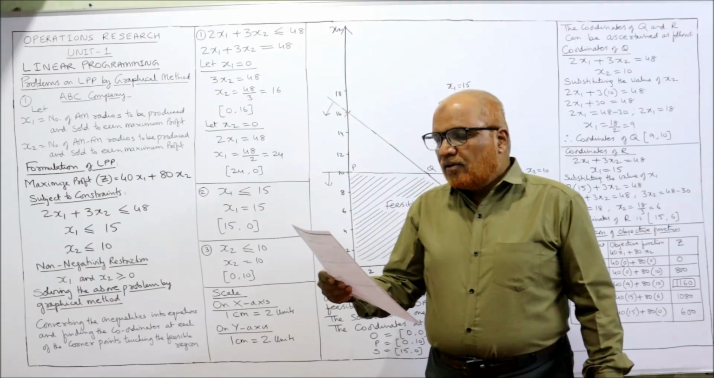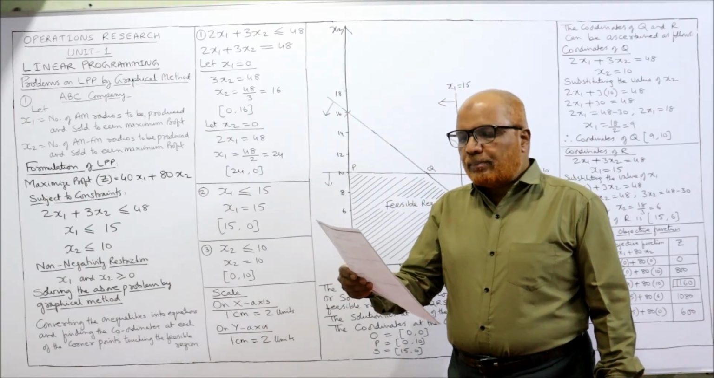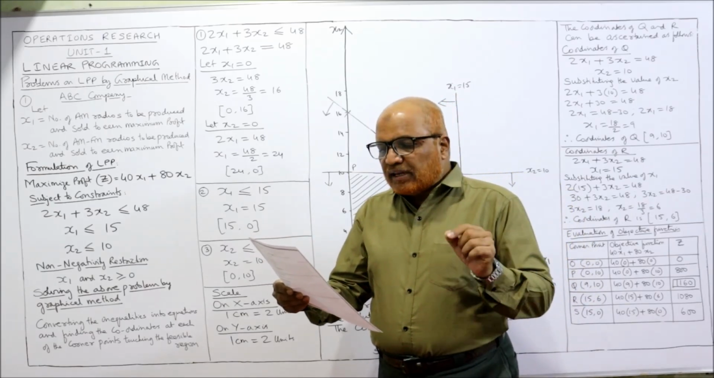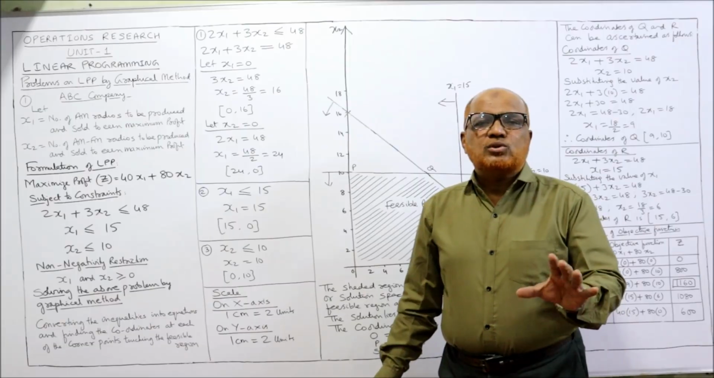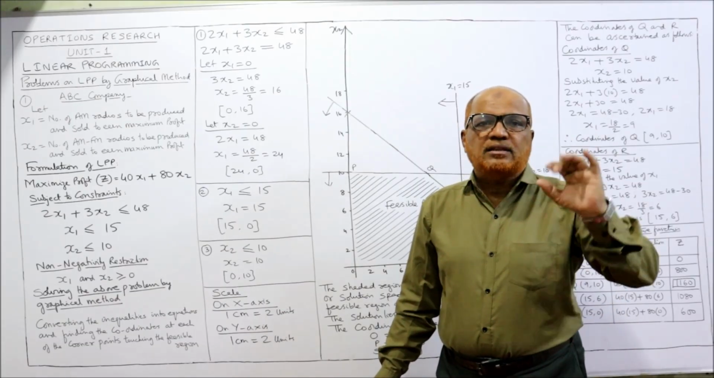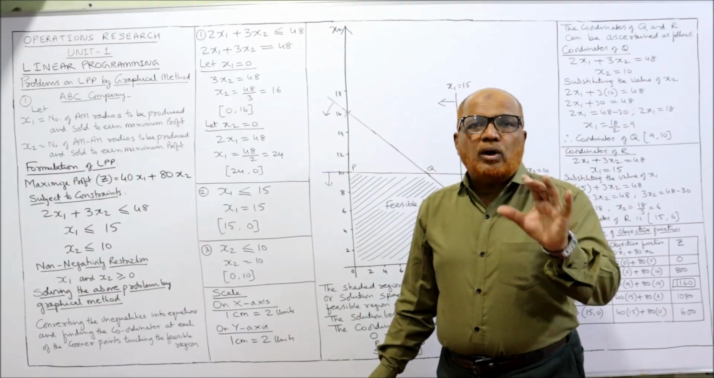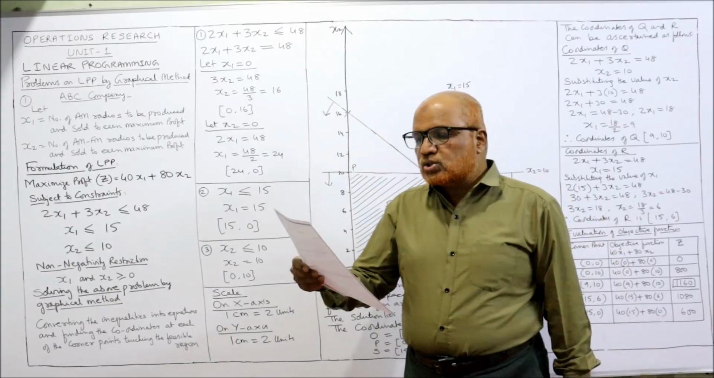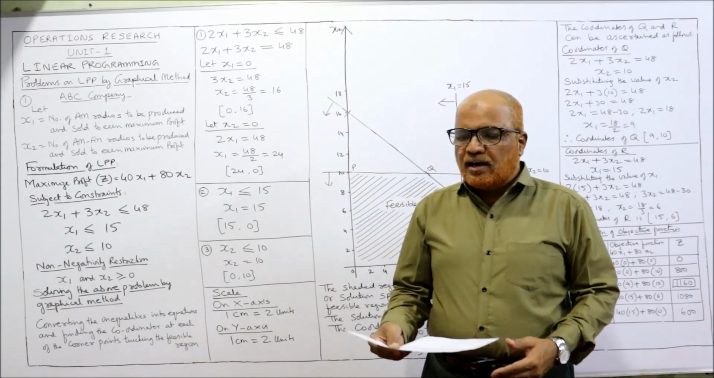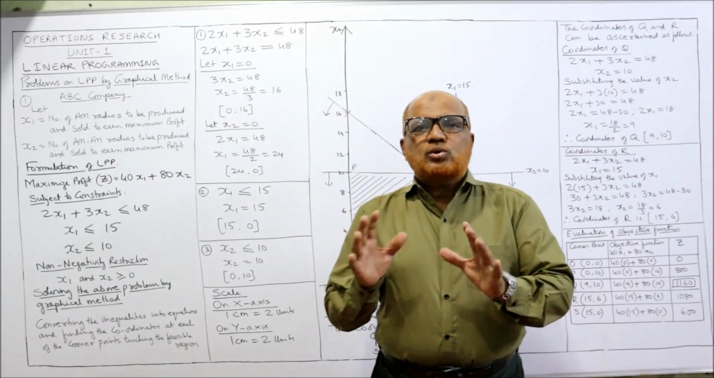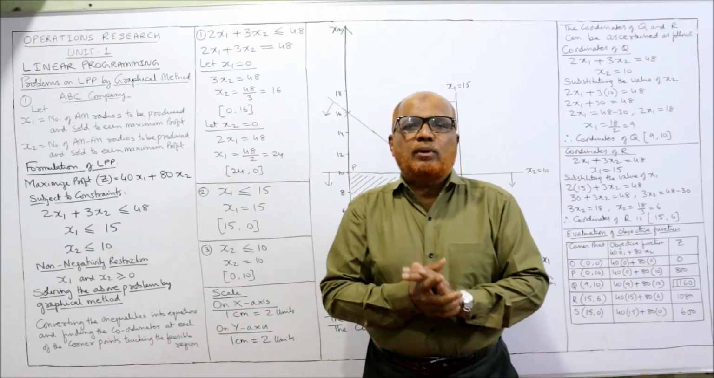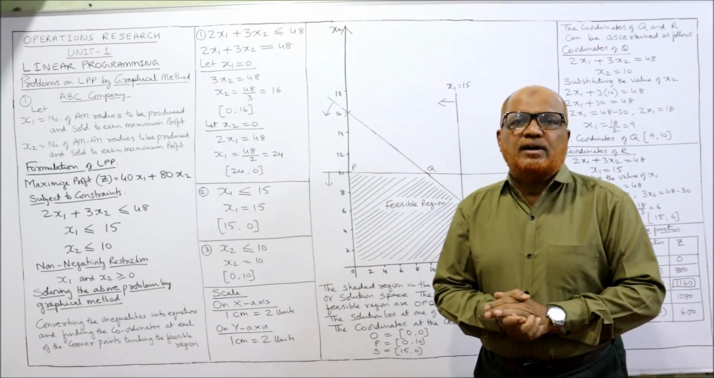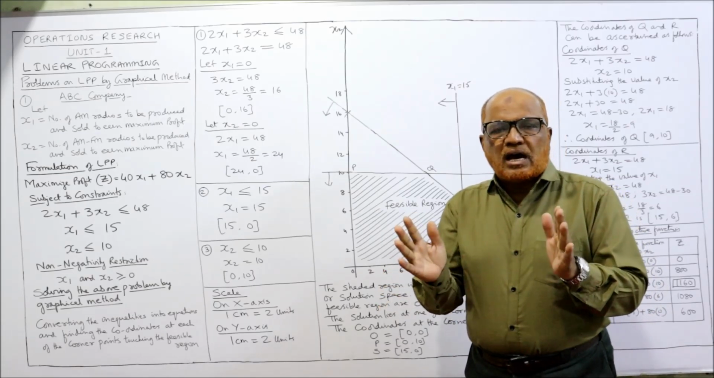Formulate a linear programming model to determine the optimal production mix of AM and AM/FM radios that will maximize the profit. The first question is asking you to formulate the problem as a mathematical model. After formulation, we have to solve the problem using the graphical method. The second question is asking you to solve the problem by graphical method. I think all the points I have explained.